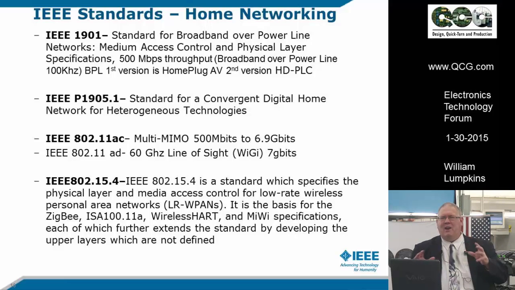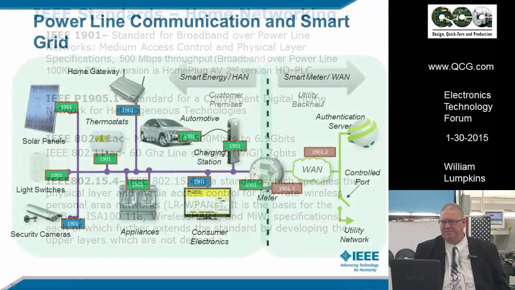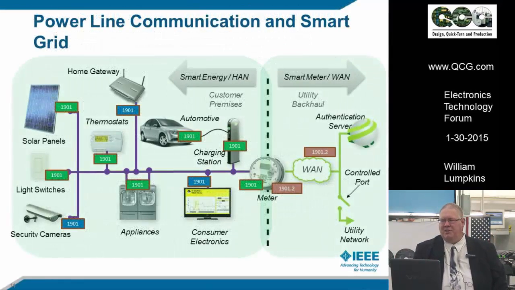802.15.4. This standard covers a broad mess of stuff. Zigbee, WirelessHART, which is really popular in Europe, but you almost never hear about in the US. The MiWi specifications, there's a whole bunch of Bluetooth, there's a whole bunch of stuff in this standard. So here's an example of power line communication on the smart grid.